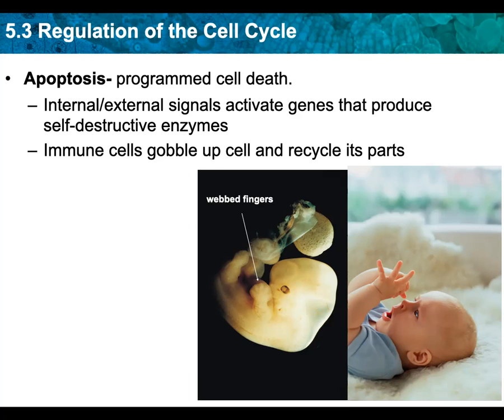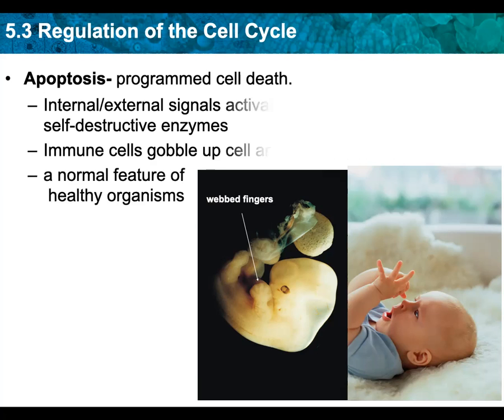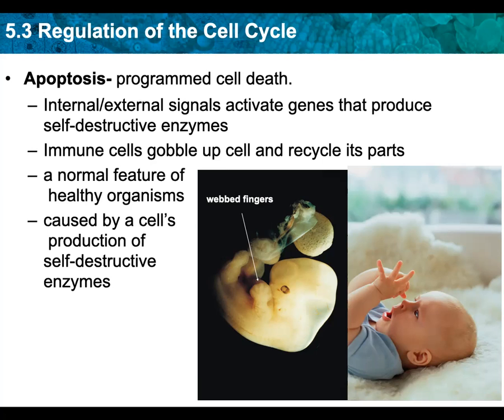And after the cells have died, the remains of the cells are then swept up by white blood cells. The white blood cells gobble up the fragments and recycle the parts. It breaks down the cell further into chemicals to make more cells. So as I mentioned, this is a normal feature of healthy organisms. It's a way to change their body structure, usually as they grow.